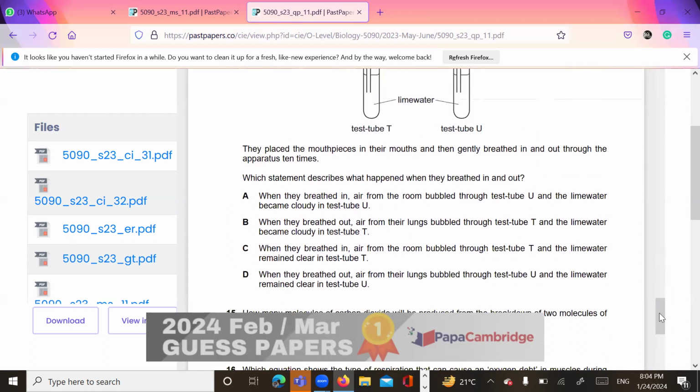When breathed out, air from the lungs is bubbled to test tube T, and the lime water in test tube T doesn't change, it stays clear. Breathed in, again wrong. So A, B, C are wrong. When breathed out, air from the lungs bubbles to test tube Q and the lime water remains clear. Okay, I think either it's A or B.